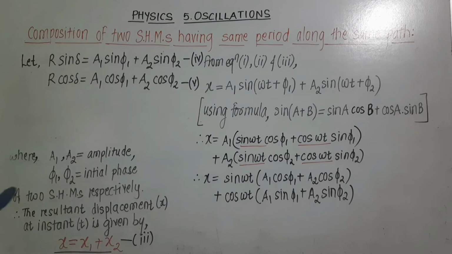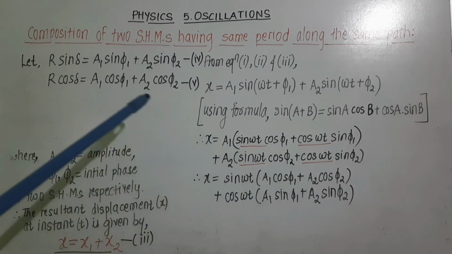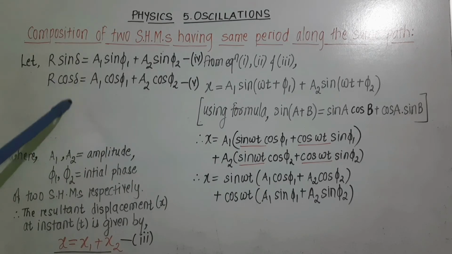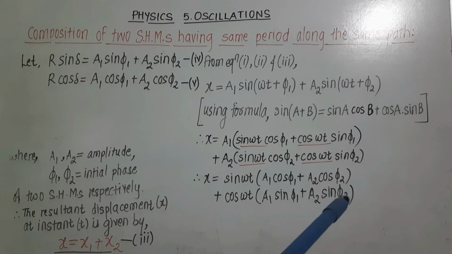Now the resultant amplitude of these two SHMs is denoted by R, and the resultant initial phase, or combination of these two initial phases, is denoted by δ. So we can take R sin δ = a1 sin φ1 + a2 sin φ2 and R cos δ = a1 cos φ1 + a2 cos φ2.